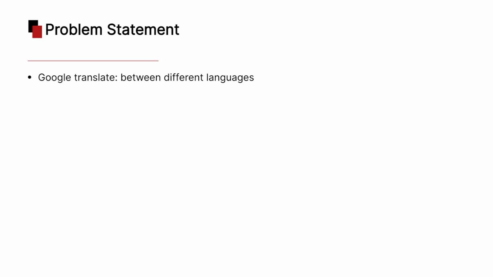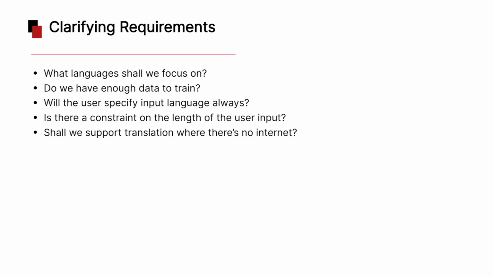The problem is to design Google Translate between different languages. What languages shall we focus on? Do we have enough data to train? Will the user specify input language always? Is there a constraint on the length of the user input? Shall we support translation where there's no internet?